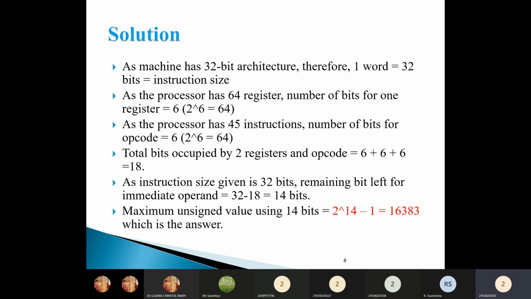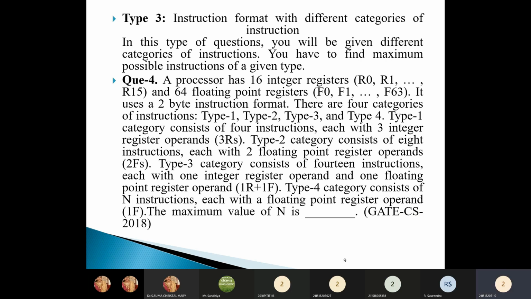Here we have a type 3 question and let's see how it solves. In this type of questions, you will be given different categories of instructions. You have to find the maximum possible instructions of a given type. So here is the question.